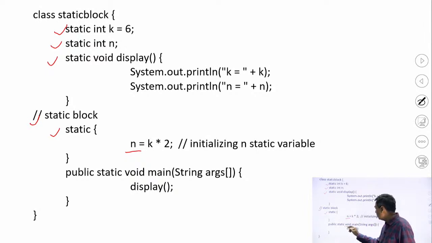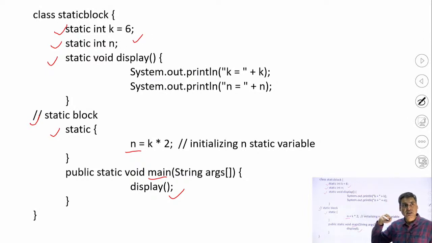So in the main method we are calling the display function. The static variable is defined, k equal to 6. Then we have a static block to initialize the second static variable with the formula n equal to k into 2, and we call the display function, displaying the value of k as well as n.